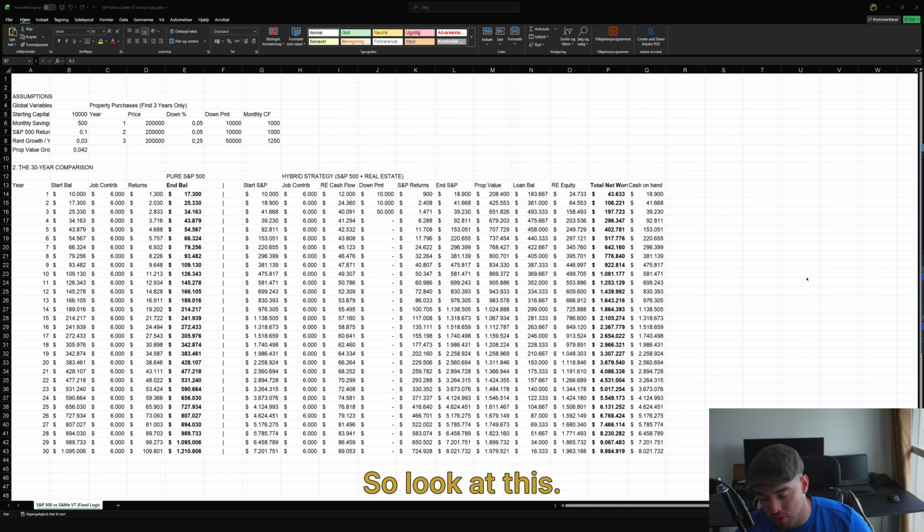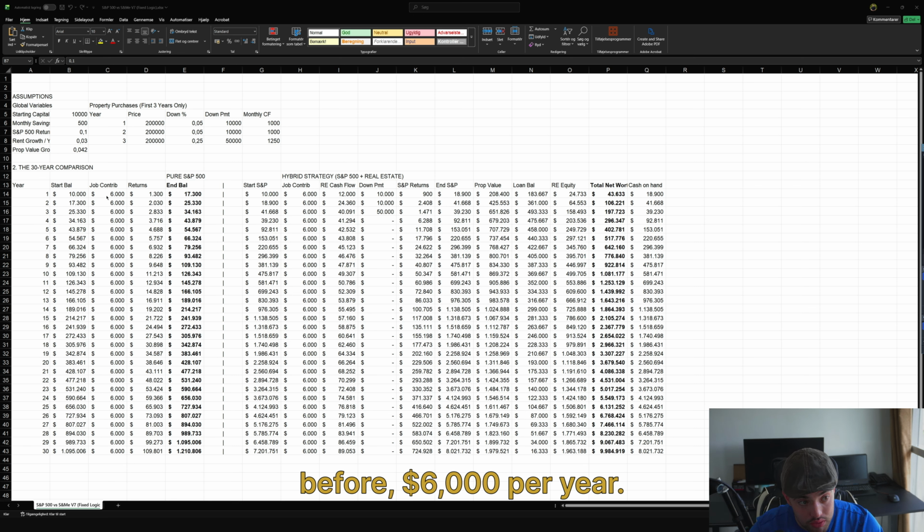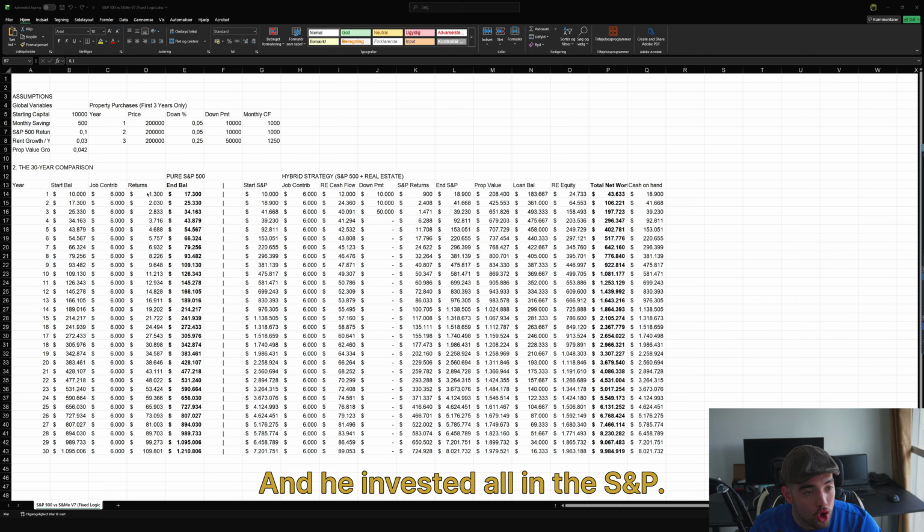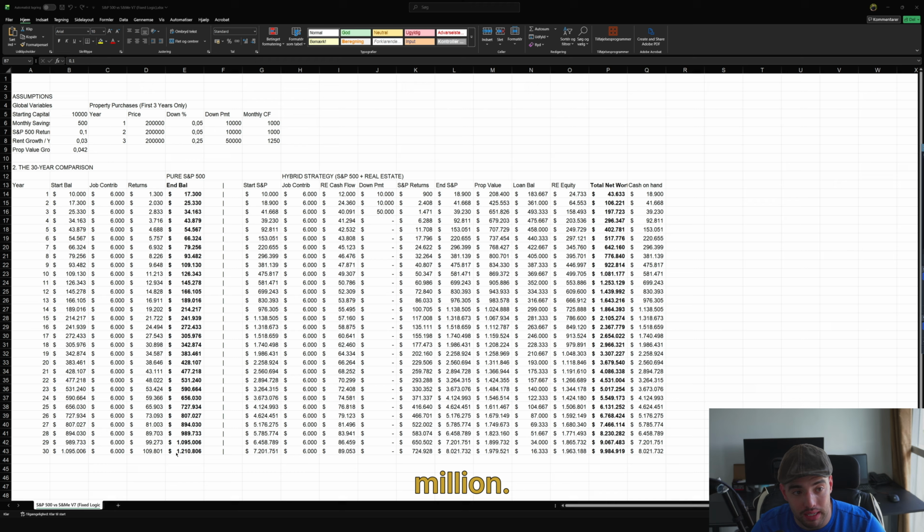Okay, guys. So look at this. Like we mentioned before, $6,000 per year, and he invested all in the S&P. The end balance here after 30 years will be 1.2 million.